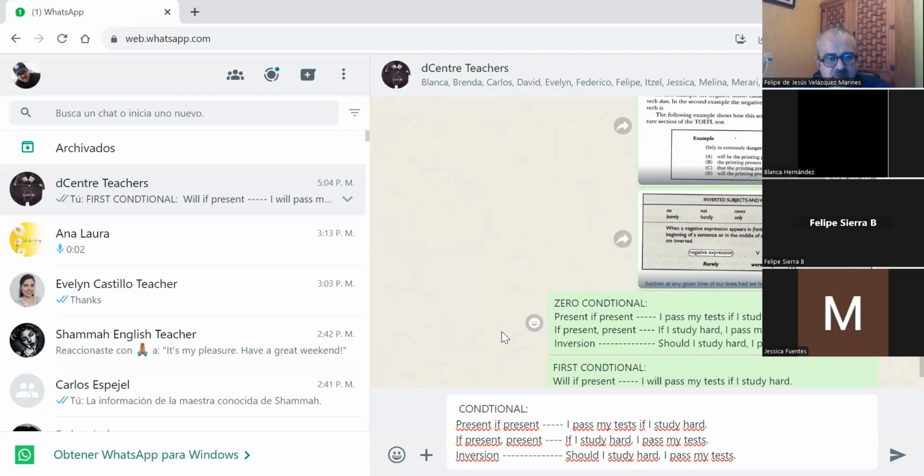Second conditional. Second and third conditional are the unreal conditionals. Yes, we imagine and we have to speak in past. So in this case, what is the past of will? Would. Would, if present, past. What is the past of present? Past, no? So I would pass my tests if I studied hard. So this means that I am just dreaming. I never study hard. I never pass my test.